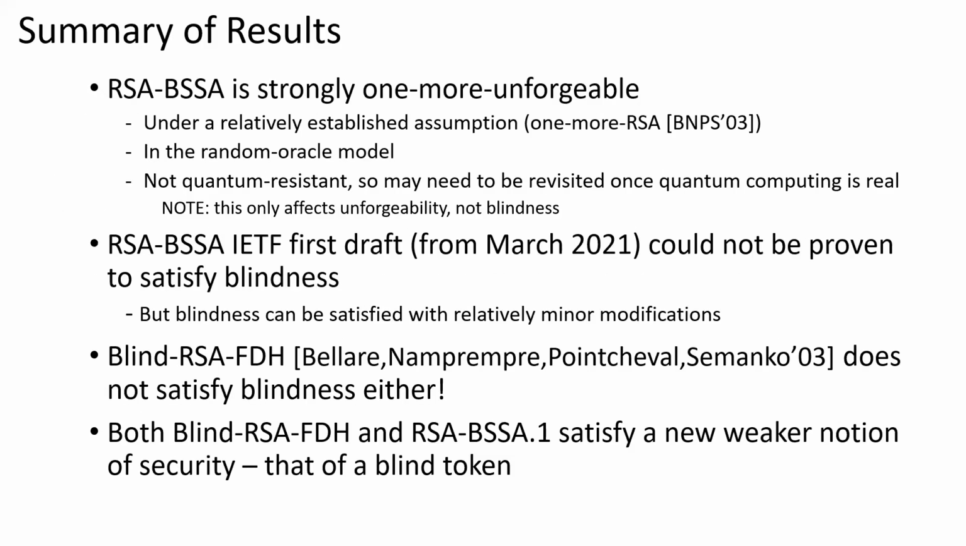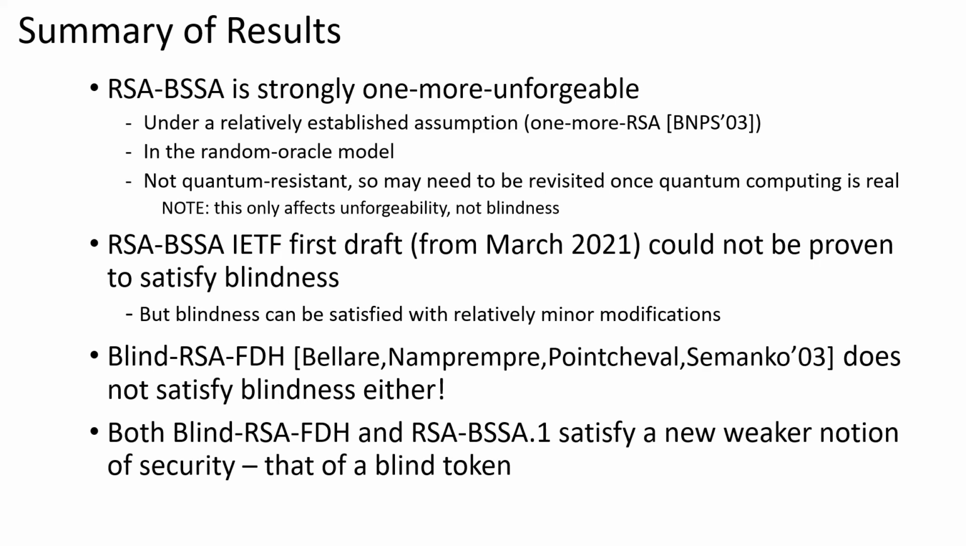So here's a summary of our results. First of all, the good news is that RSA BSSA is strongly one-more unforgeable, and that's the gold standard notion of security for unforgeability for blind signatures, and I'll get into it in a moment. And it is unforgeable under the one-more RSA assumption, which more than 20 years ago, when it was introduced, maybe you would have said, one-more RSA, what's this? But by now it is a relatively established assumption in the random oracle model.